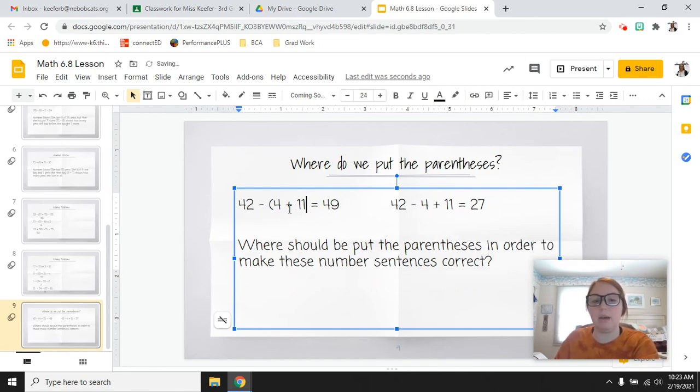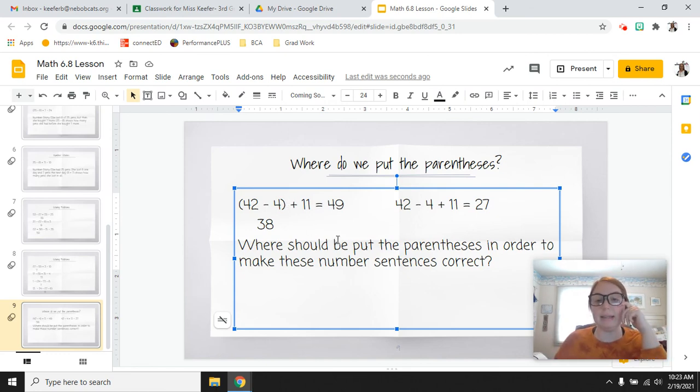So I'm going to take away these parentheses. If we know that one's not right, let's try it around the other one. If I did 42 minus 4 first and then added 11, would that equal 49? Well, 42 minus 4 would be 38. So then we would do 38 plus 11, which would equal 49. So with this one, we would put the parentheses around 42 minus 4. That's where we would start, and then we would add the 11.